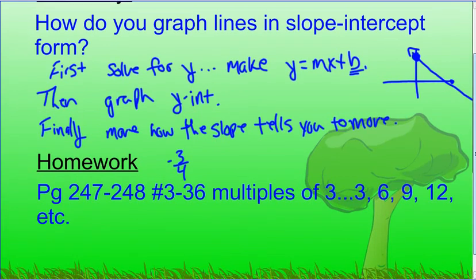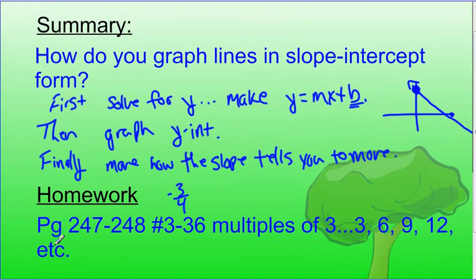Okay, homework. Comes from page 247, 248. I have here 3 through 36 multiples of 3, and this is just kind of listing the multiples of 3. So 3, 6, 9, 12, continue on like that. You'll see some of them are just finding slope and intercept without graphing. Some of them involve graphing. Some of them involve finding if lines are parallel or not.